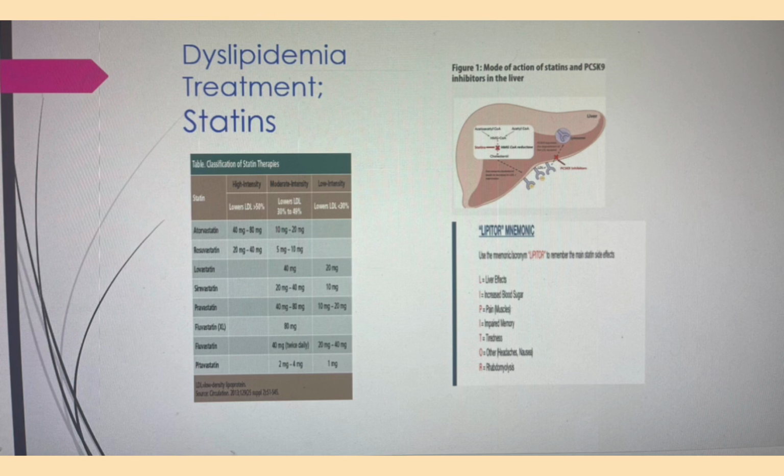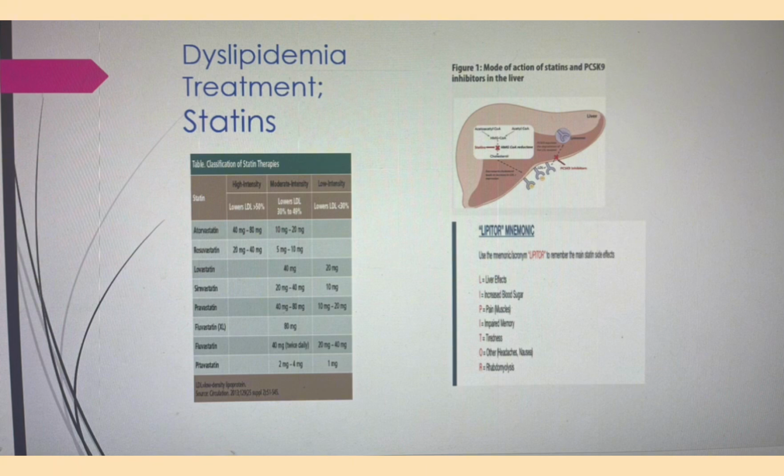And there are two types of statins, lipophilic and hydrophilic. The hydrophilic ones are rosuvastatin and pravastatin, which we can remember by thinking remove pain. So we can switch to those statins. Then I, impaired memory; T, tiredness; O, other, like headache or nausea; R, rhabdomyolysis. Rhabdomyolysis is a medical condition which involves rapid dissolution of damaged or injured skeletal muscles.